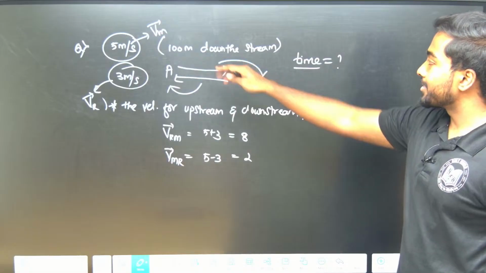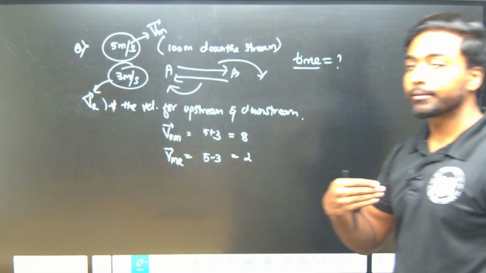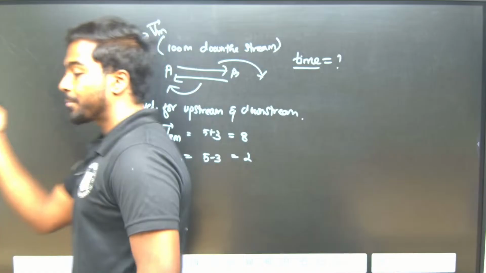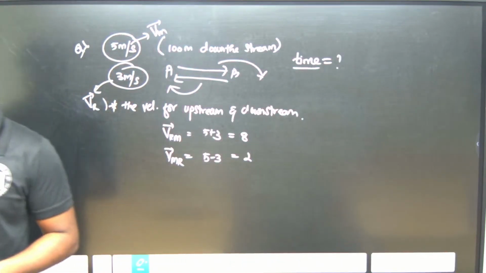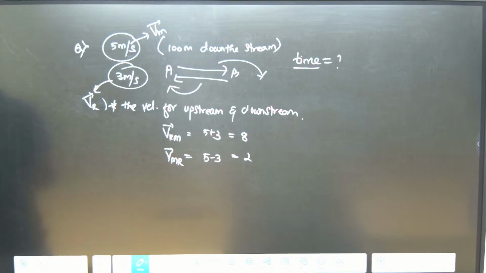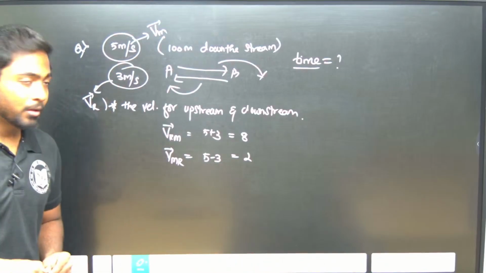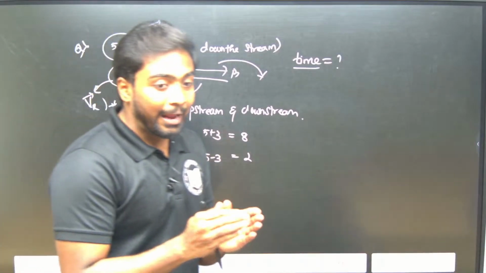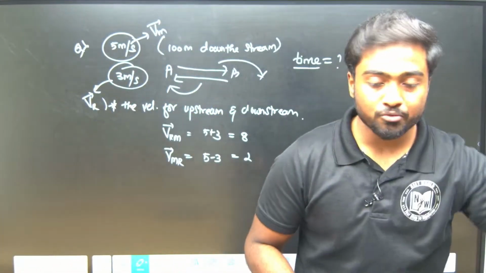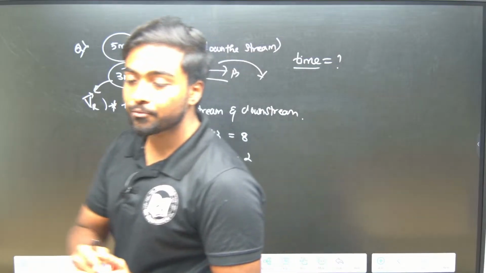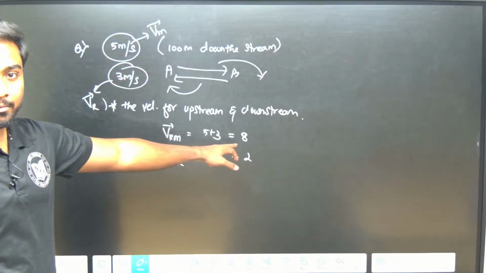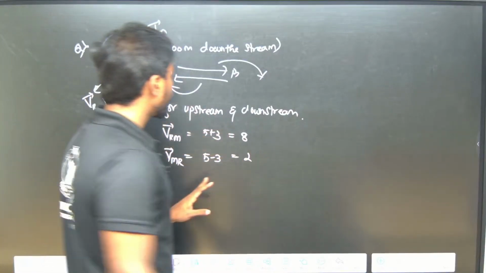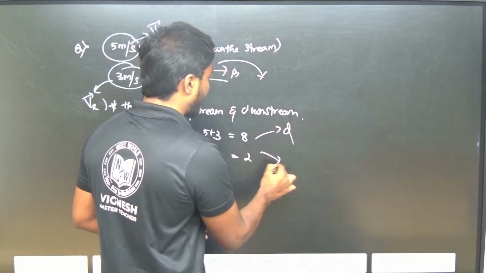And how much distance has been covered? 100 plus 100. Downstream 100, upstream 100. Right? You need to calculate how much time is taken for downstream separately, and how much time is taken for upstream separately. So downstream velocity is 8, right, and upstream 2. So this is down and this is up.